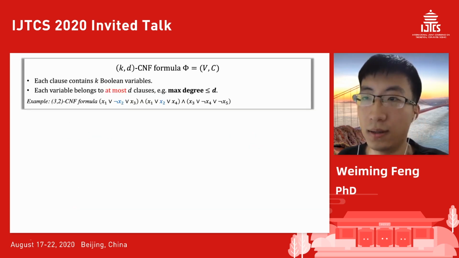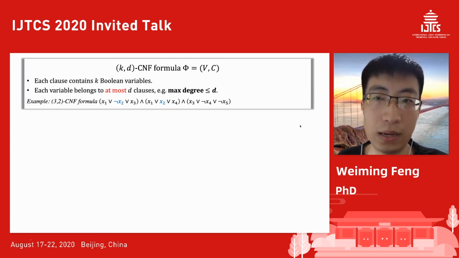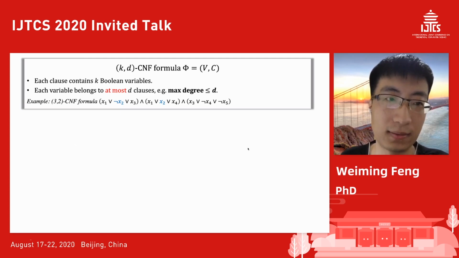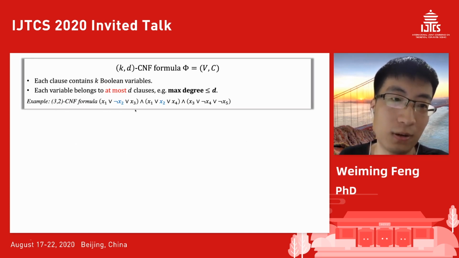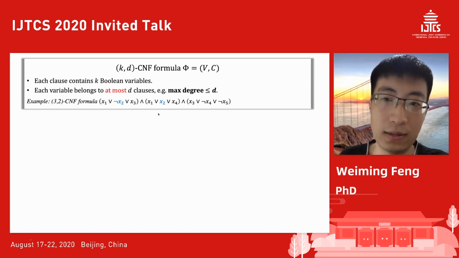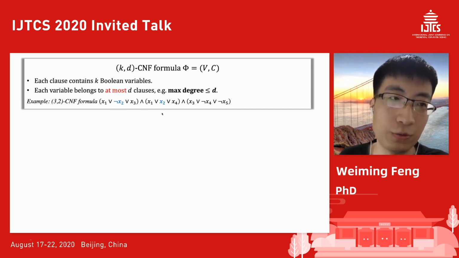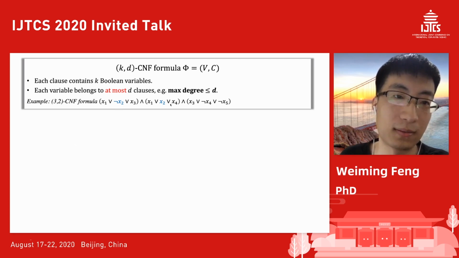We focus on a specific class of CNF formulas. Each clause contains k variables, and each variable belongs to at most d clauses. Such a CNF formula is called a (k,d) CNF formula. In this example, each clause contains three variables, and each variable appears in at most two clauses. For example, let's look at the variable x2. x2 appears as the negation of x2 in the first clause and as x2 in the second clause. So this example is a (3,2) CNF formula.